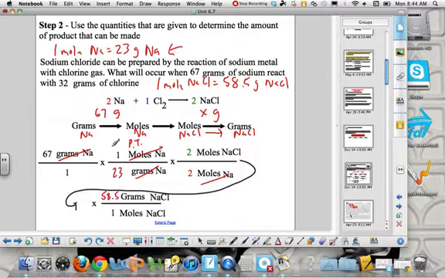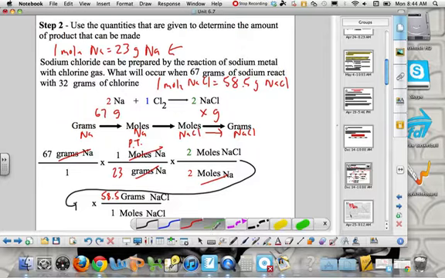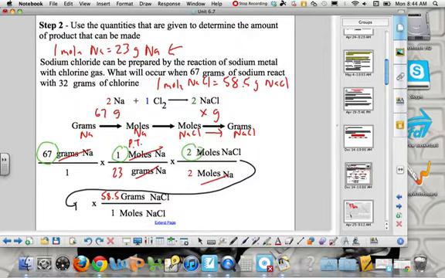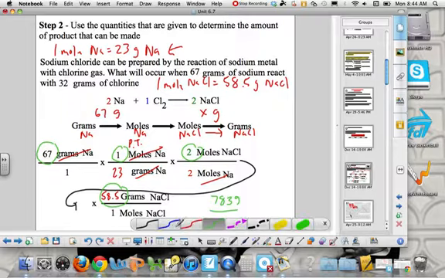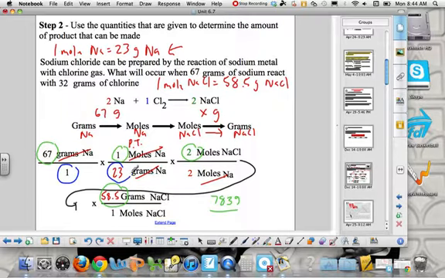So now we want to go ahead and do the math. So let's take a look here. Now when I do the math, my first step is to multiply all the numbers that are on top: 67, 1, 2, and the 58.5. So let's do that. 67 times 1 times 2 times 58.5. And when I do that, I get 7,839. That's what I have up on top. Now for the bottom, I want to do the same thing: 1, 23, 2, and 1. And when I do that, I'll have 46 down the bottom.